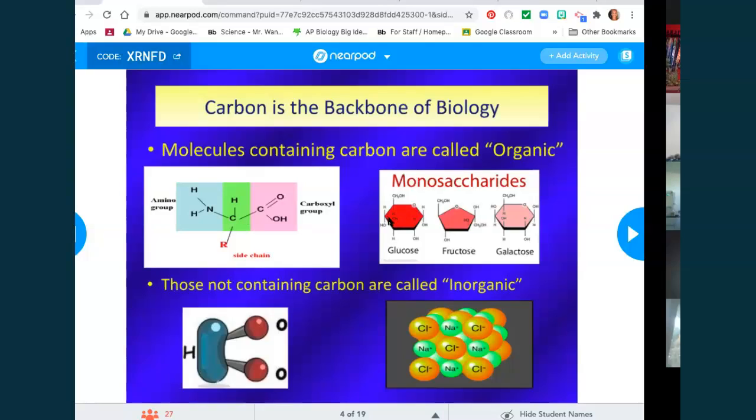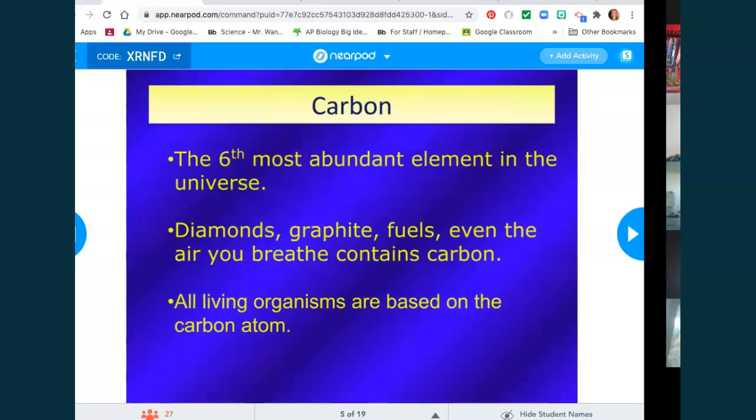Here, these are long chains of carbon, and in solution, they'll wrap around and form rings, and that's why it looks that way. Down here, these are considered inorganic because they don't have carbon. NaCl, salt. H2O, water. There's no carbon in either of those, so they're not organic.